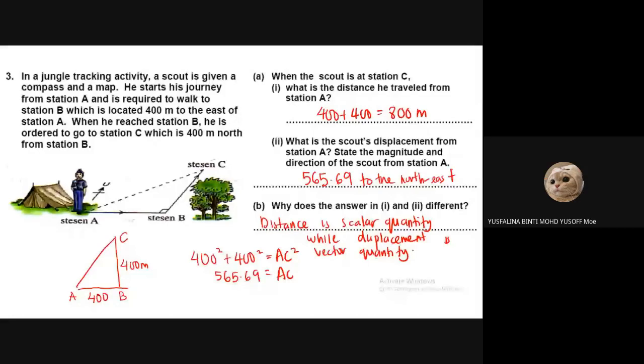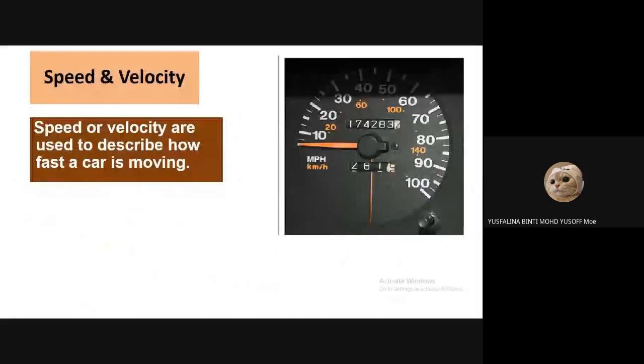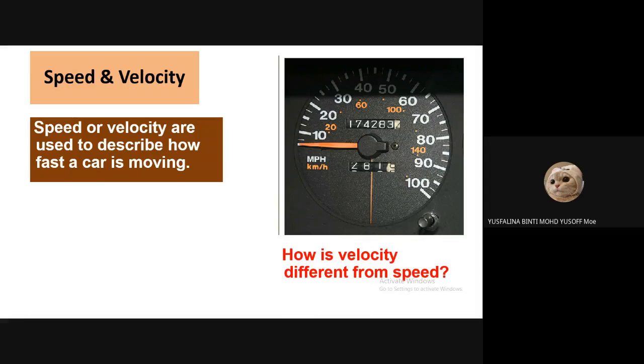Thank you. Alright, so next we move on to speed and velocity. You already know the difference between distance and displacement. Now we go to speed and velocity. Speed or velocity is used to describe how fast a car is moving. This one is actually on your car dashboard, the speedometer. It will show you what your speed is, and the unit is kilometer per hour. How is velocity different from speed?